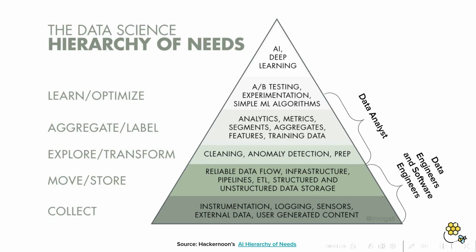The next stage would be the learn and optimize stage, which involves learning from your data and optimizing it by using things like A/B testing, experimentation, and simple machine learning algorithms. I would also throw in other simple predictive models like regression analysis here as well. In this stage, we are trying to establish causality between our variables and to create basic predictive models to test and understand what inputs we ultimately want to put into our machine learning models.